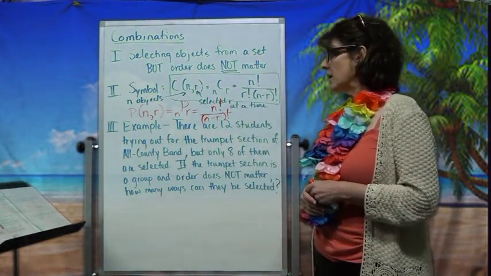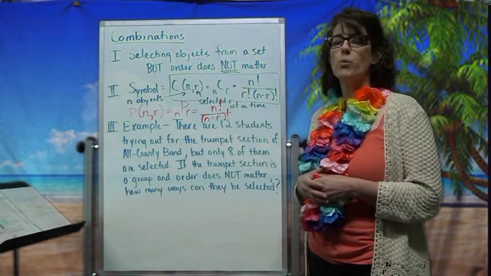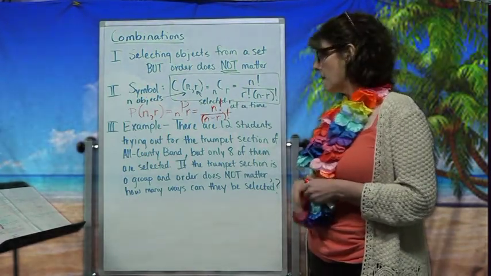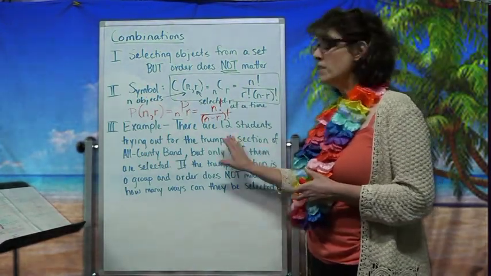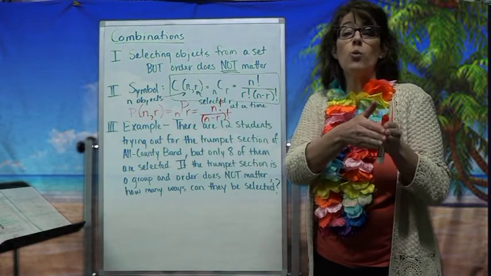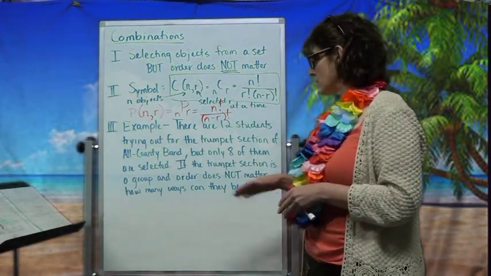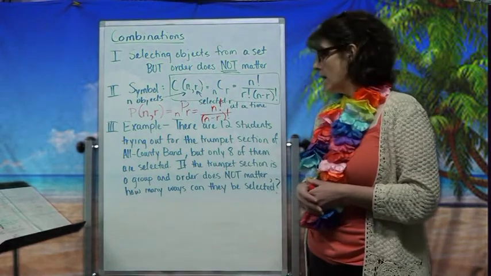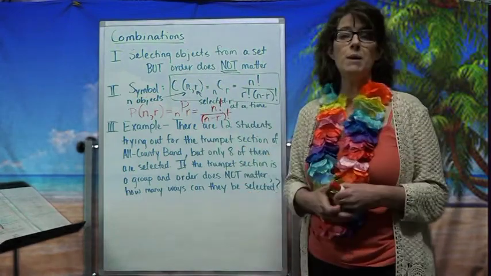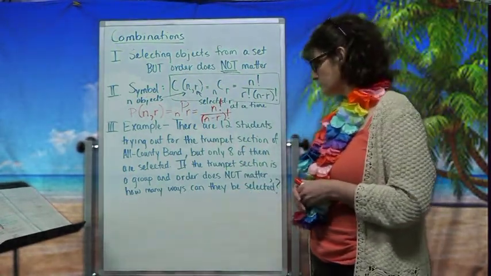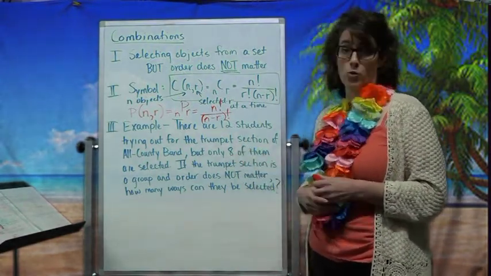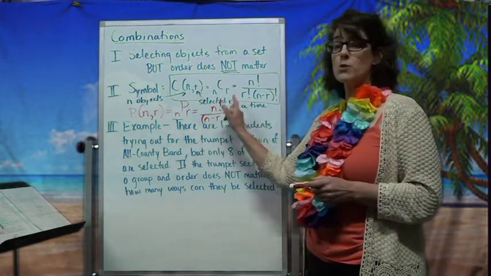So let's take a look at this example, and I'm going to go back to the example we looked at before when we were doing permutations. There are 12 students trying out for the trumpet section of All County Band. But we're still only selecting 8 of them. We had done this before with permutations, where once we select them, we place them in their particular chairs, and the order in which we arrange them matters. This time, the trumpet section is just a big group. There is no arrangement. Order doesn't matter. It's just one big happy family in that trumpet section. So how many ways can we select those 8 students from the group of 12? Since order doesn't matter, we have a combination.